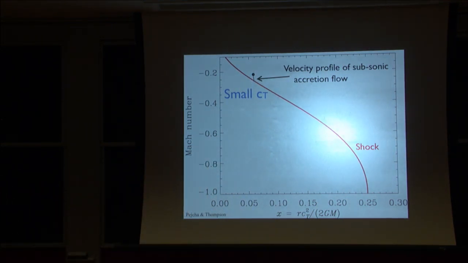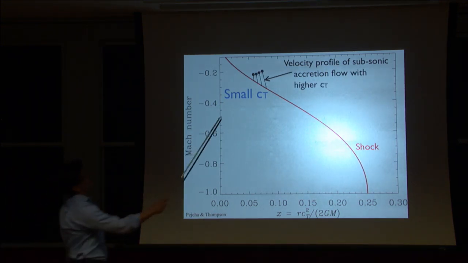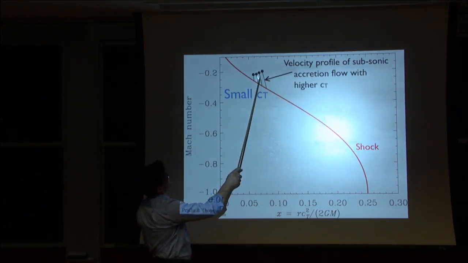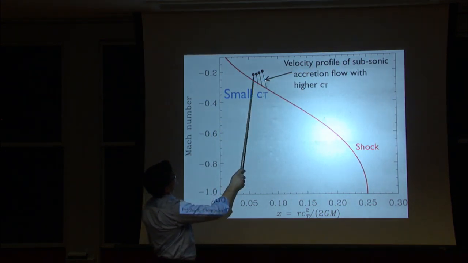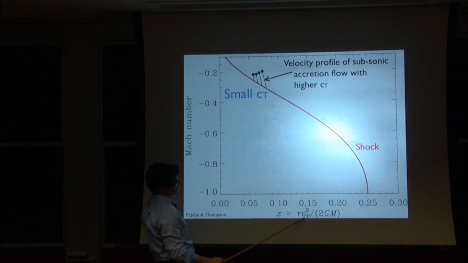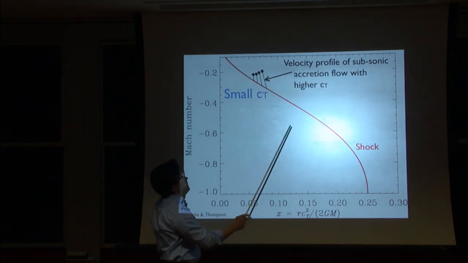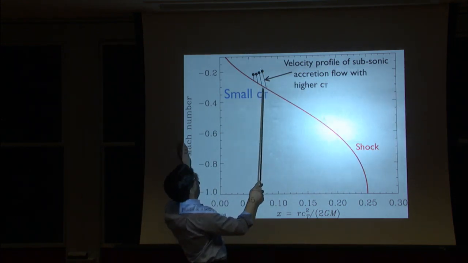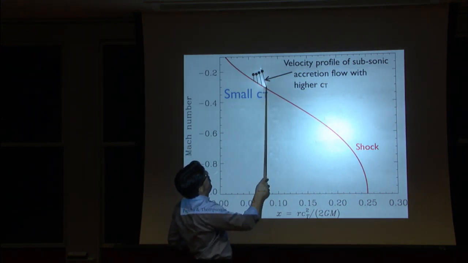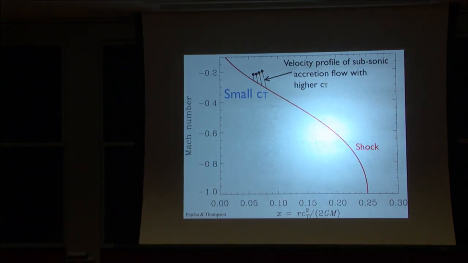If you do that with a higher value of CT, higher value of the sound speed, you get this different locus, and the neutron star radius is moving because this thing is defined in terms of the sound speed. So the neutron star radius is moving out. Again, what is this line? It's the Mach number, the velocity of accretion as it goes from the shock to the neutron star for a specified value of CT.